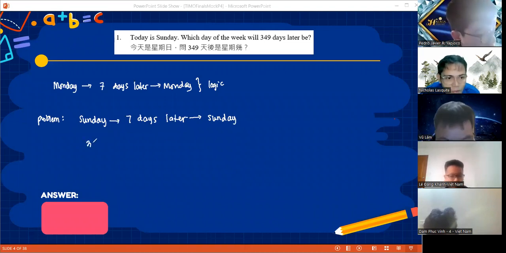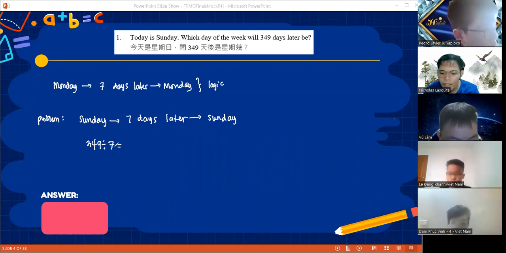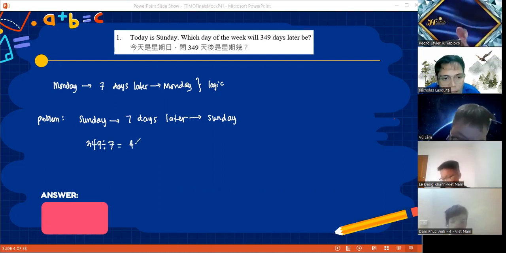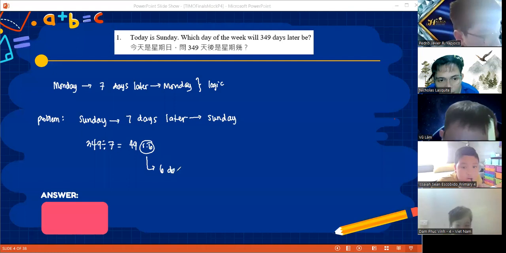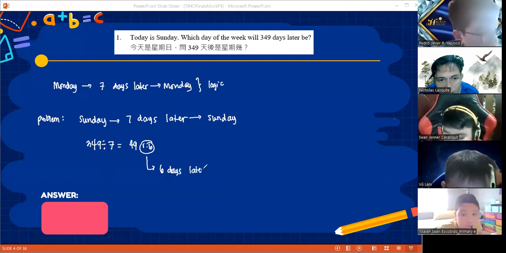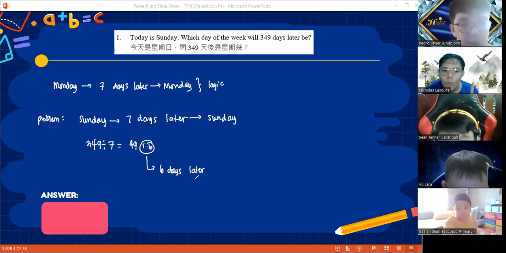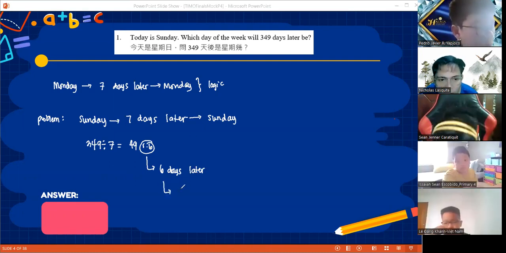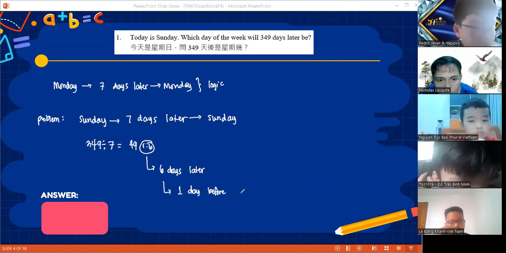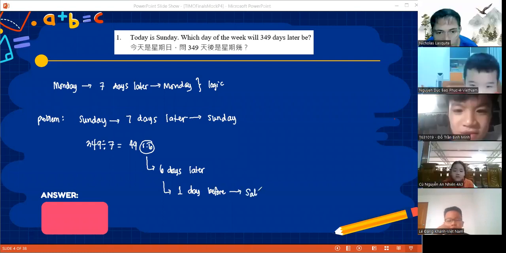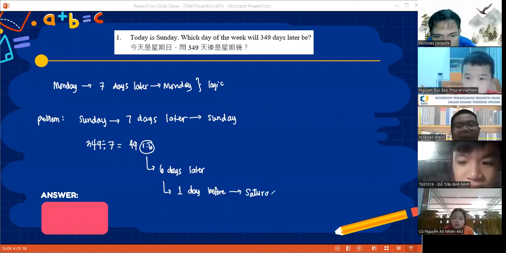So what you need to do is 349 divided by 7. What is 349 divided by 7? That is 49 remainder 6. This remainder 6 will correspond to 6 days later. If it's 6 days later from Sunday, that is 1 day before Sunday, which is Saturday. So the answer here is Saturday.